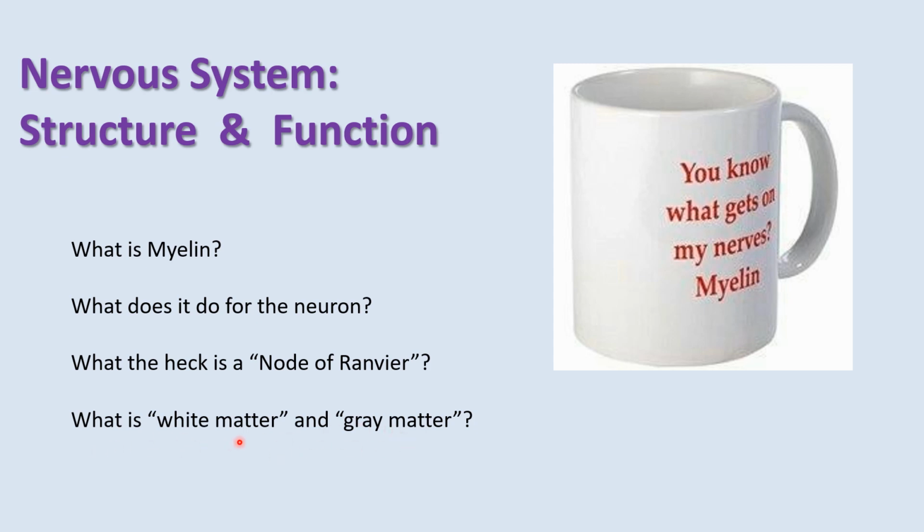And another one, this is more on the macro level. What is white matter and what is gray matter? Well, when we look at a histological preparation of, for instance, a spinal cord, or you could look at the brain, mostly central nervous. You don't really see much in the peripheral that way.